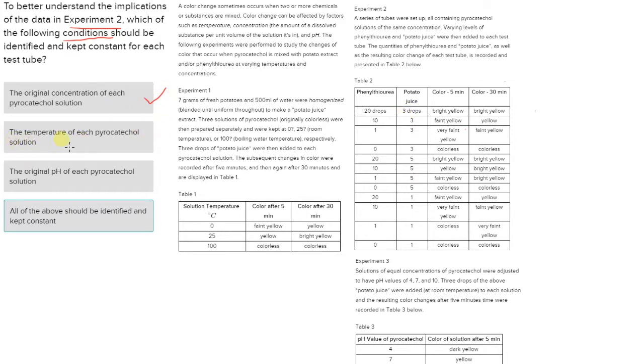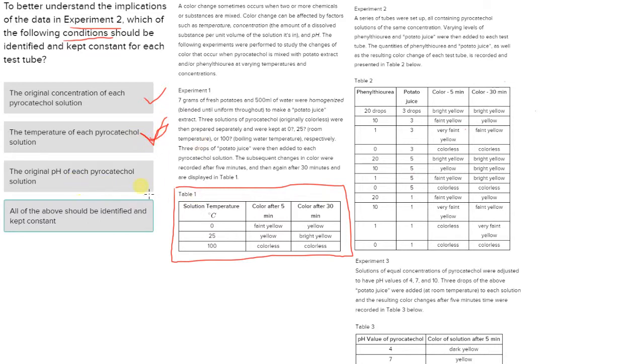Now for answer choice B, we're looking at the temperature of each pyrocatechol solution, and we actually have a whole experiment, experiment 1, completely dedicated to measuring how changing temperatures of pyrocatechol affect the color. So we know that temperature changes the color, and we're not trying to test the temperature here. We're just trying to test the concentrations of these two things. If we change the temperature, it will have effects that make it unobvious what the effects of the concentrations are. In every experiment, we're trying to limit the factors that affect the data to just the ones we're looking to understand. So we're definitely going to identify that and keep it constant.